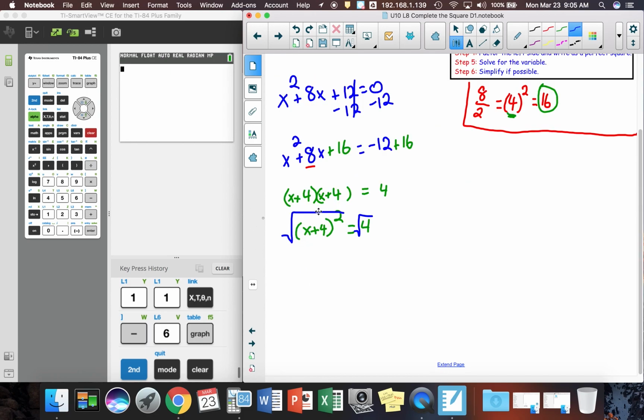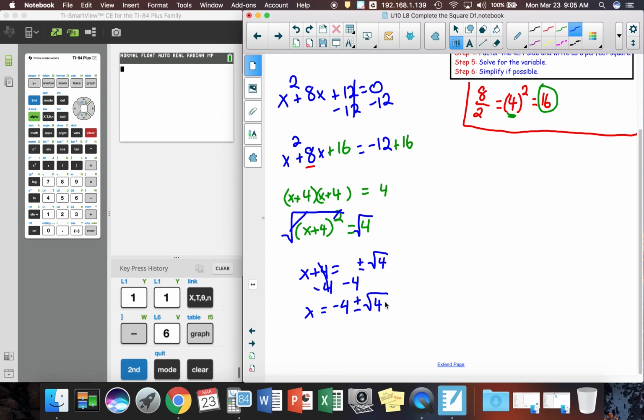Alright, so the square and the square root cancel. I'm left with x plus 4 equals. Now remember, I'm taking the square root here, so I need plus or minus the square root of 4. Now we can simplify this down, but let's just continue with this method. We're going to subtract 4 on both sides. That goes away. I'm left with x equals negative 4 plus or minus the square root of 4.